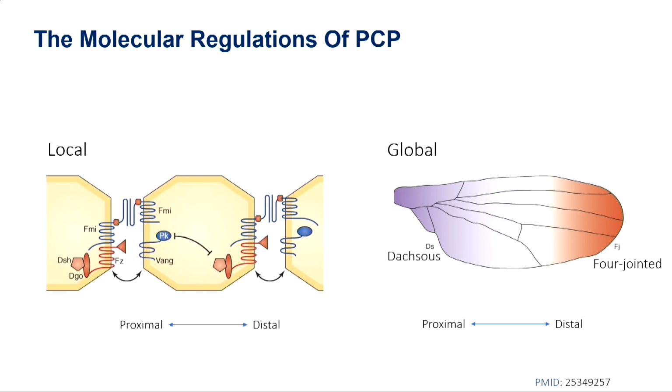And interestingly, Flamingo will also accumulate on the other side of this cell, which is the distal side of this second cell, and they have homophilic interaction. This is essential. If you disturb that, the whole process will get disturbed.